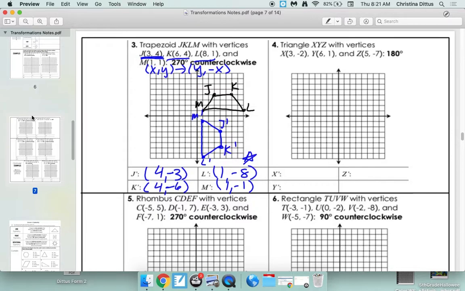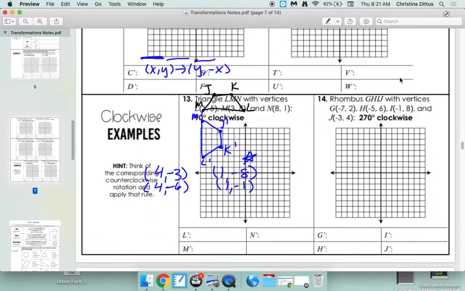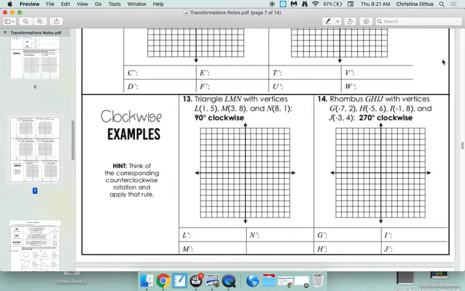All right, how do we feel? I feel great. Do you want me to do 4, 5, 6? No, like, truly, are we okay? Yeah, we're fine. We're good. Okay, we're going to skip down to the clockwise examples then. So skip to the bottom.